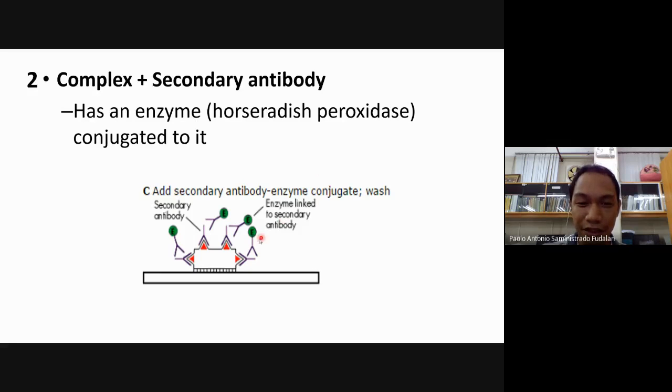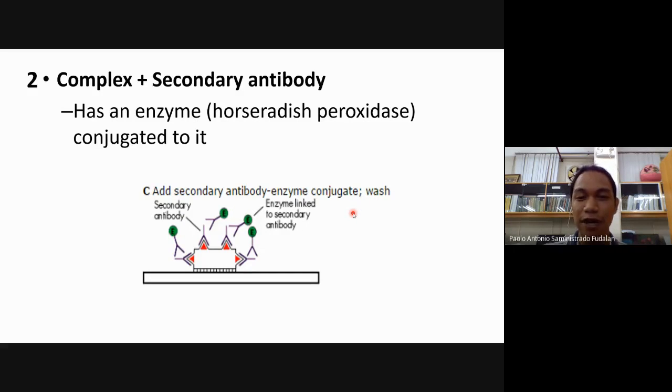But not only that, notice this: the secondary antibodies also contain an enzyme. Who put the enzyme there, sir? The scientist already put it on the secondary antibody, and connected it. So meaning to say, this secondary antibody is pre-made in the laboratory. There's an enzyme, usually a peroxidase from the horseradish, and it's stuck to the secondary antibody. So after the secondary antibody is added, it will be washed.